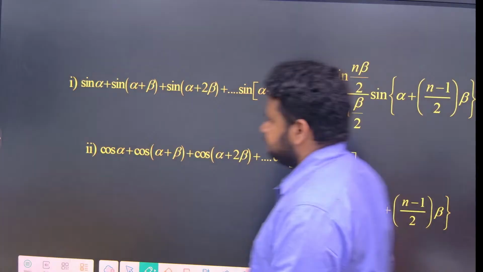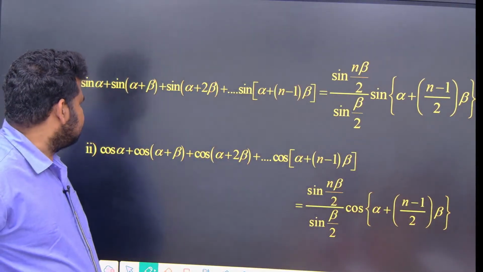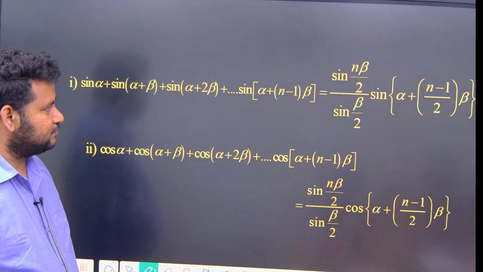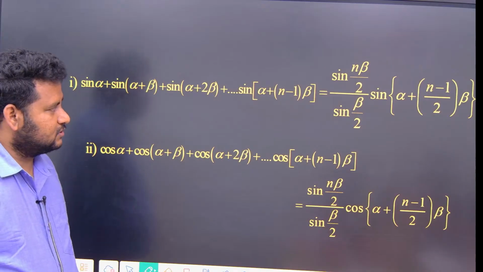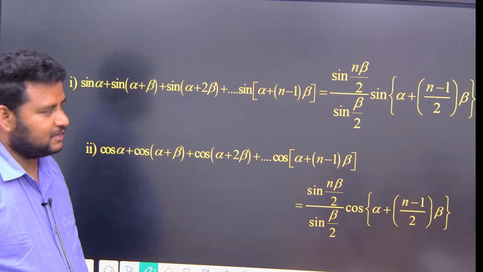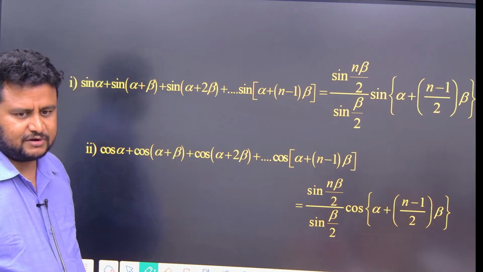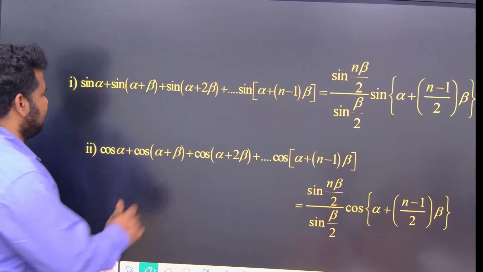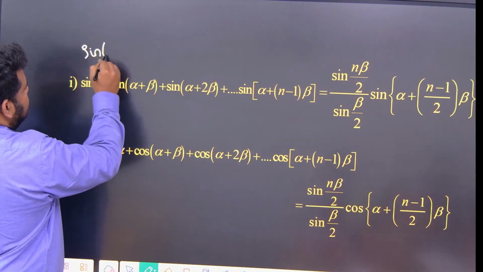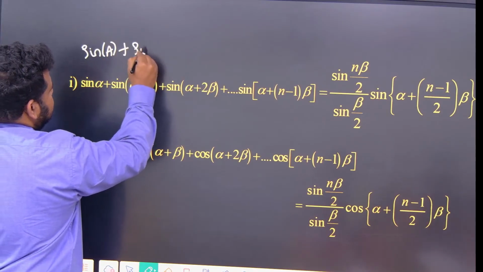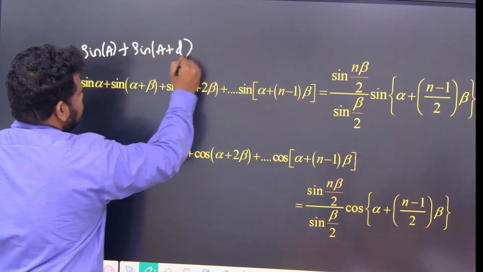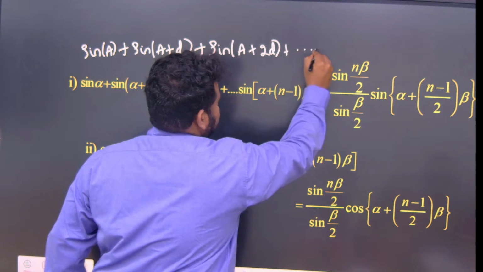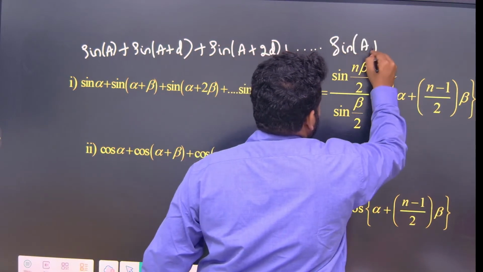Now see, sin alpha plus sin of alpha plus beta plus sin of alpha plus 2 beta, up to alpha plus (n minus 1) into beta, is sin of n beta by 2 by sin beta by 2, into sin of alpha plus (n minus 1) by 2 beta. This formula, have you heard it? Okay, so most of you have not heard. So see here, I will write it in simplified form. Sin A plus sin of A plus D plus sin of A plus 2D up to sin of A plus (n minus 1) into D.